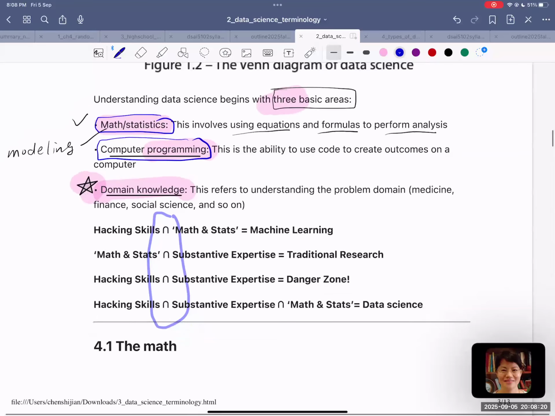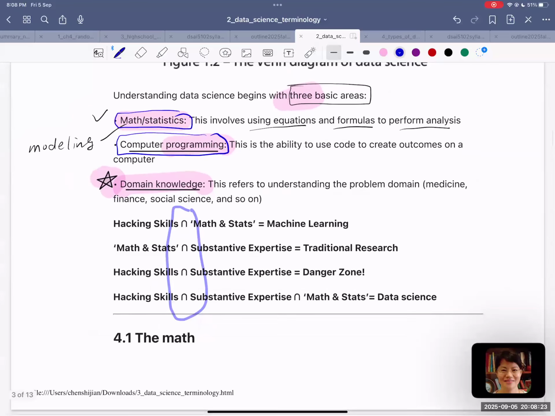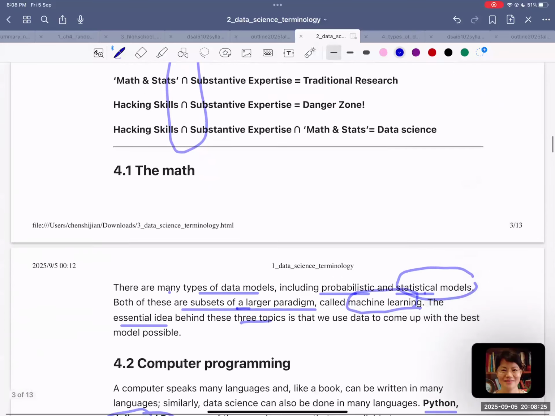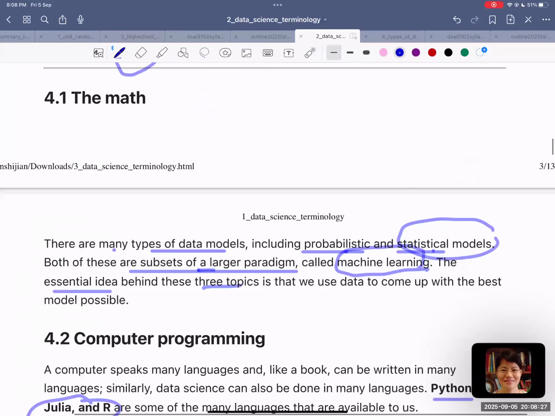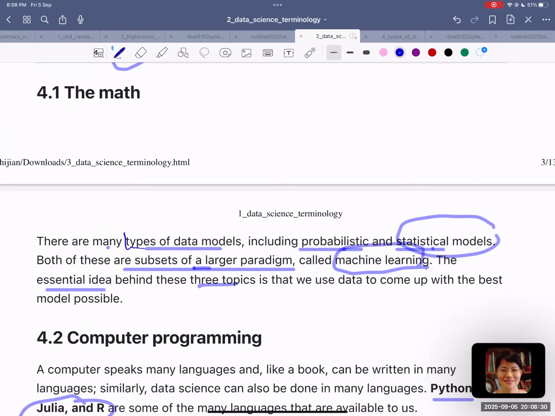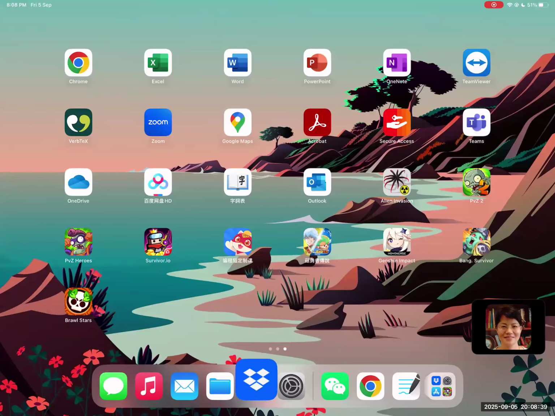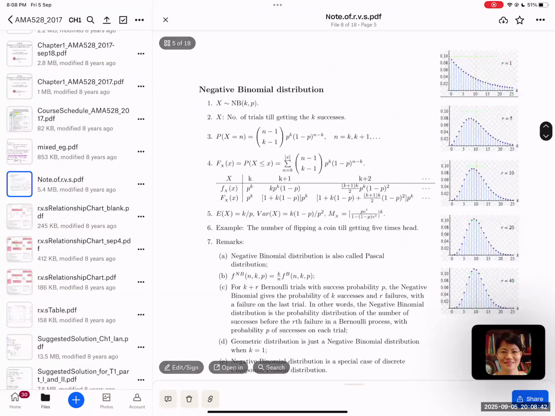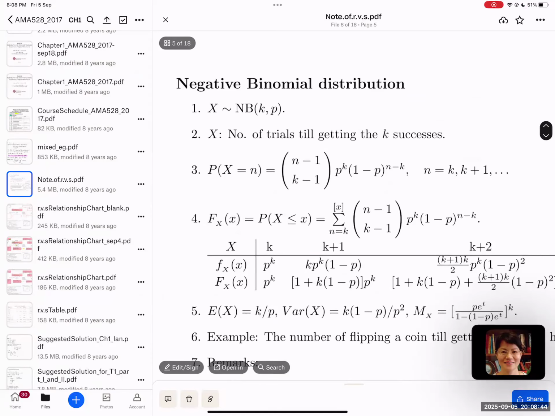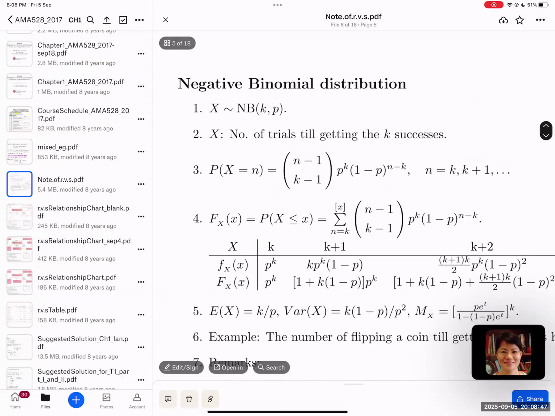So this is about the three basic main areas. Next one is about the math. For the math, here is the type of data model. So what does the data model mean? As I showed you just now, this is a model, negative binomial, right? For this negative binomial, you have what? Like number three here. Here actually is a distribution rule. Yeah, this is a model.